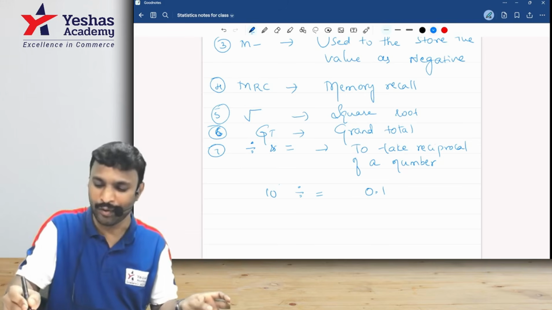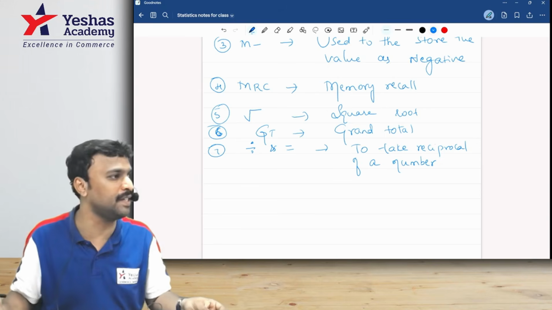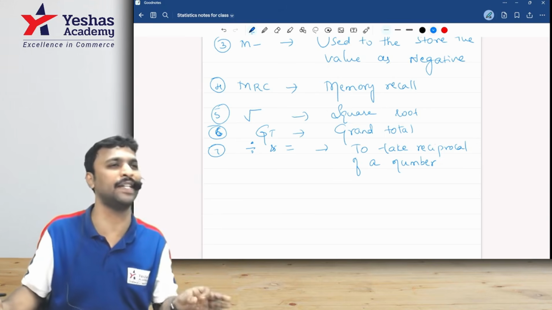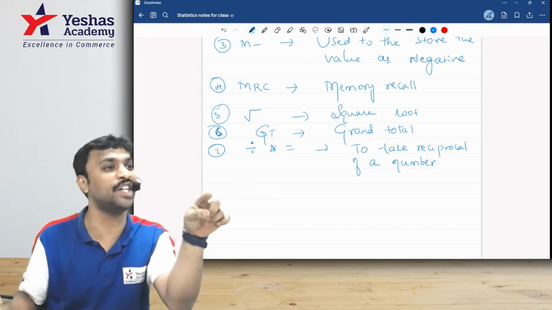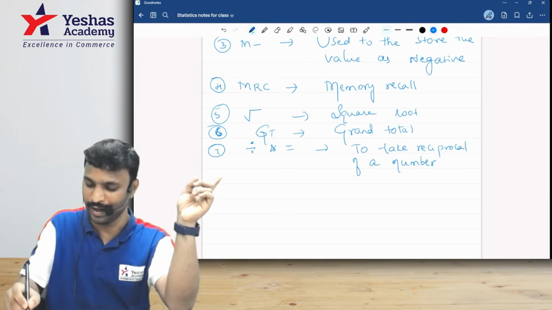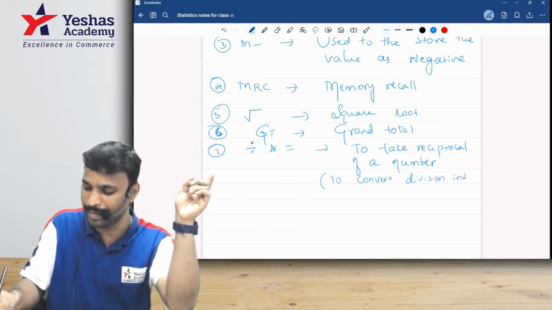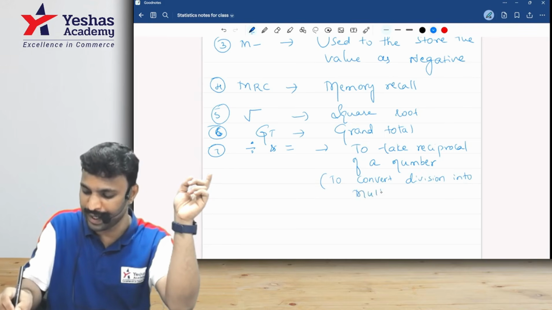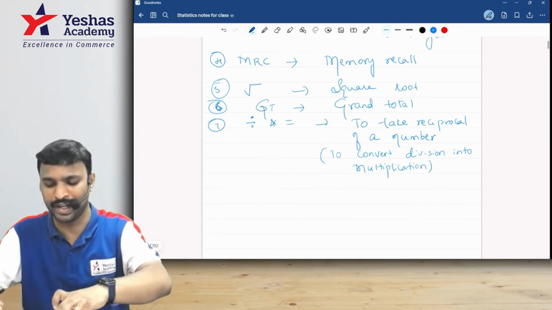See, normally, what is the importance of this divide equal to operation? The divide equal to operation is very important whenever you need to convert division into multiplication. To convert division into multiplication.